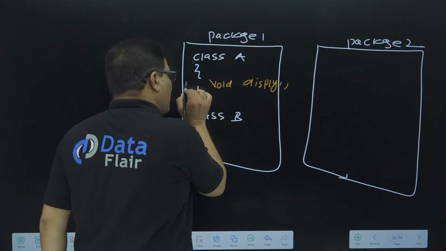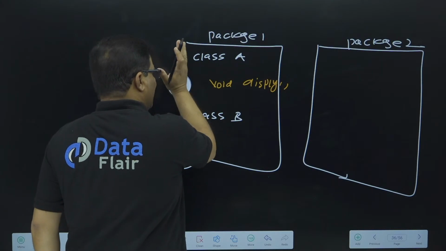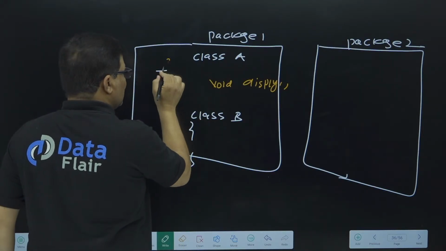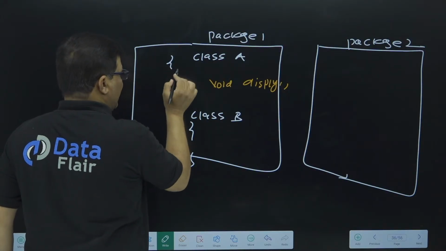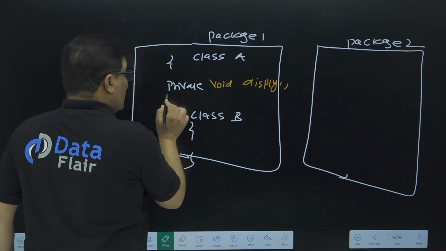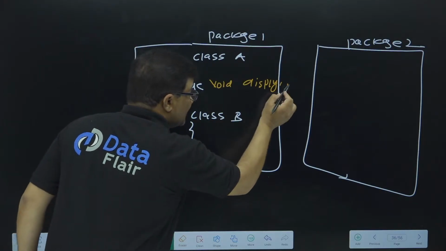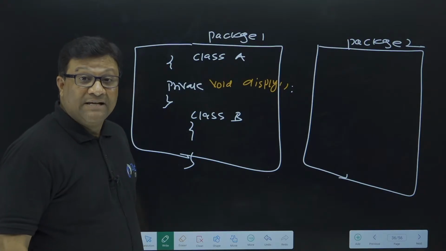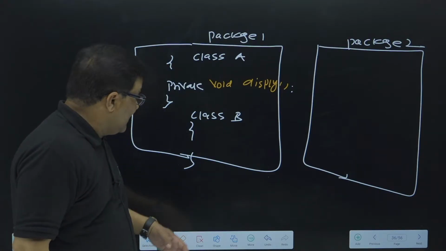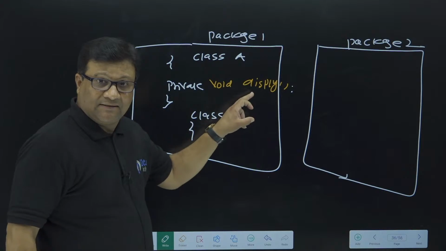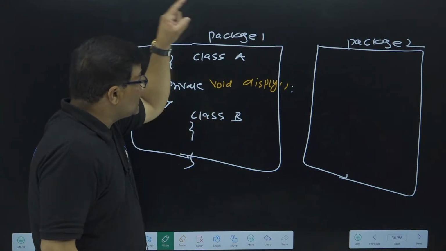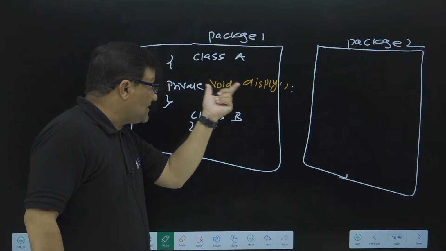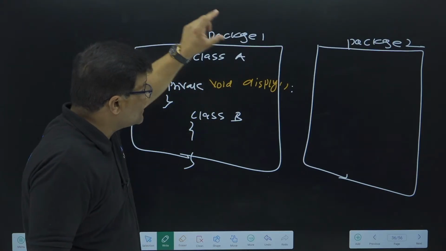If it is a private method, then I'm not able to access it, right? Like we have a modifier. This class A has a display method. Suppose in class A, this display is private. If it is private, that means you are not able to access this display method even in a second class of the same package. Please try to understand, right? If I want to access this display method in class B, which belongs to the same package, and it is private, then it is not possible to access it in a second class of the same package.